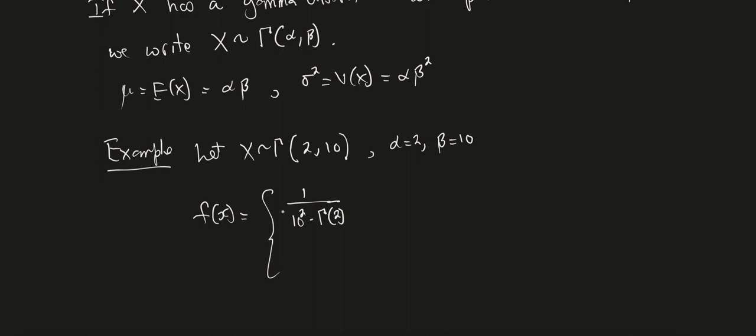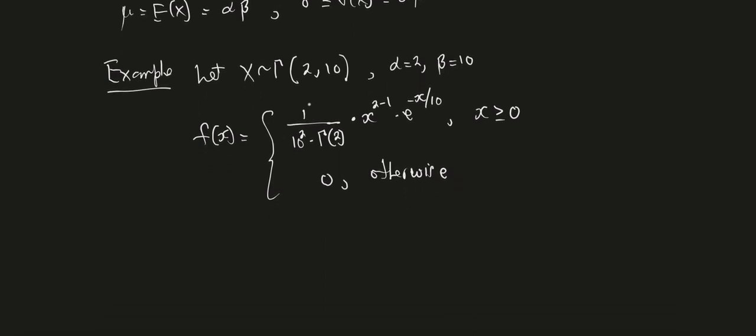That's essentially the constant that we need to make it a valid PDF. And then it's times x to the alpha minus 1 times e to the negative x over beta. And this is for x greater than or equal to 0, and then it's 0 otherwise. All right, well, let's simplify this.